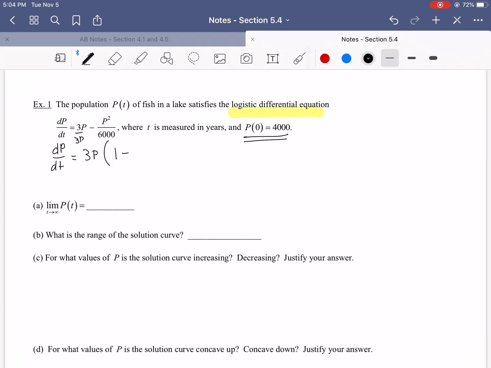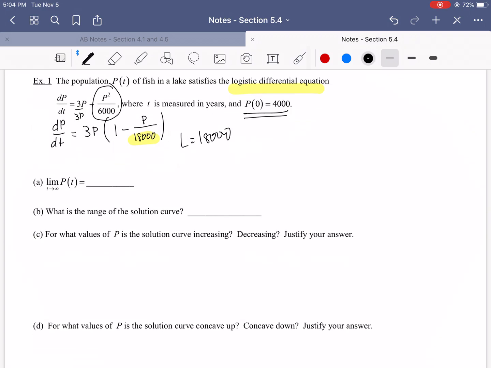And then minus, when I divide this term by 3p, it's going to leave me with a p, and then 6,000 times 1 over 3 ends up being 18,000 in the denominator. And so now, the way that this is set up, I see that my limiting number, or my carrying capacity, L, is equal to 18,000. And so what that represents is the limit as t goes to infinity of p of t. And so now I am able to answer the first question, part A, which is 18,000.